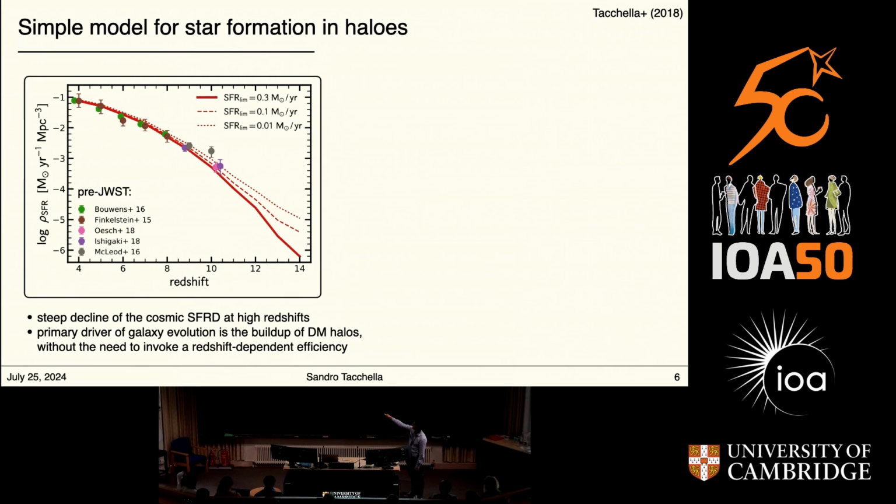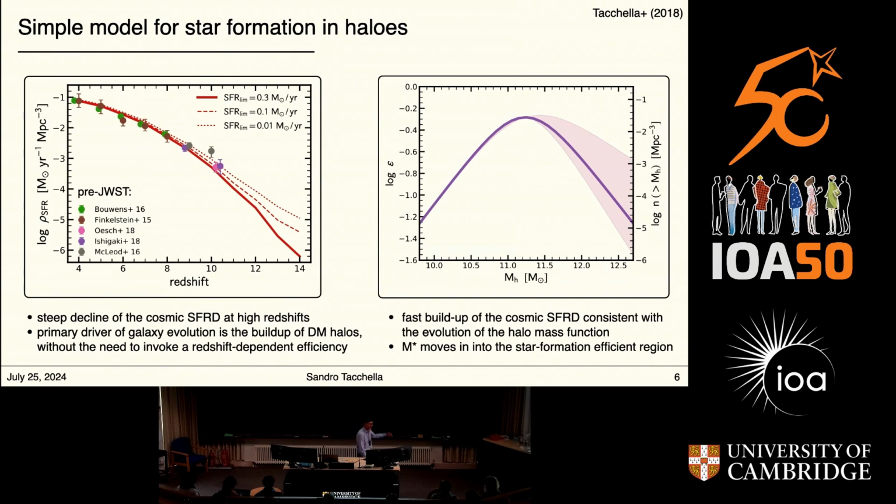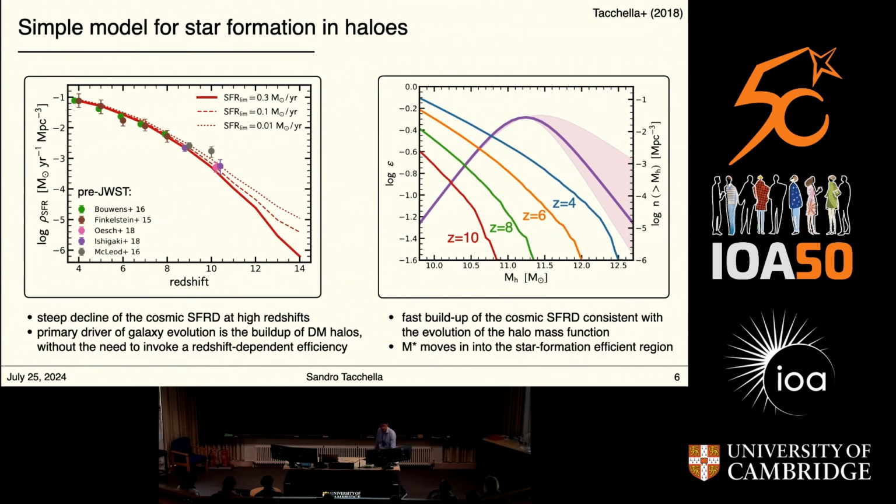You can see there's a 2 to 3 order of magnitude decrease in the cosmic star formation rate density out to redshift of 10. And this is mostly just because you're building up dark matter halos. And in some more detail, you can of course look at the star formation efficiency and now convolve this with the halo mass function that I'm overplotting here.